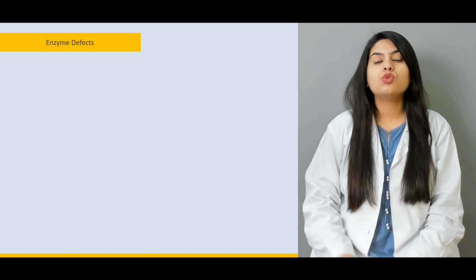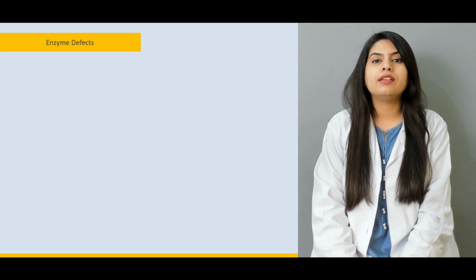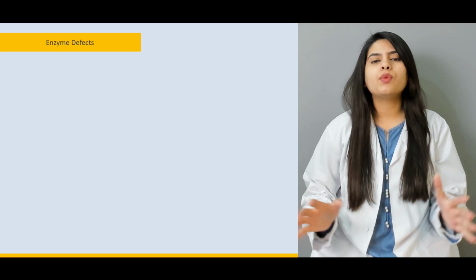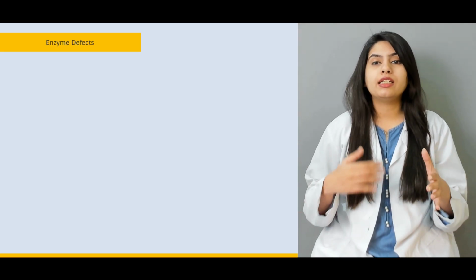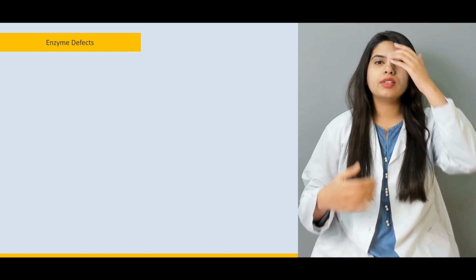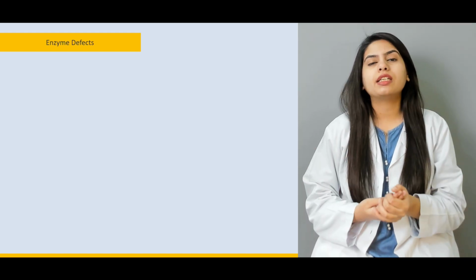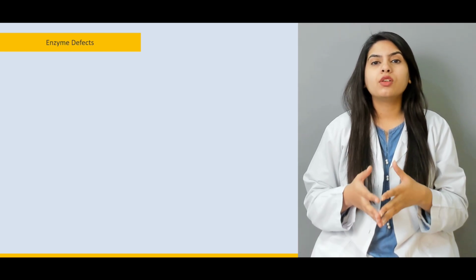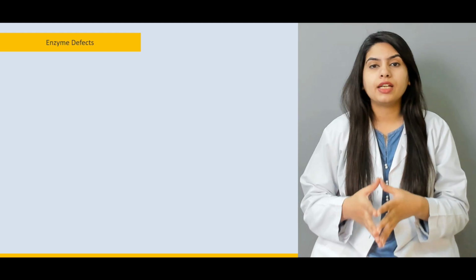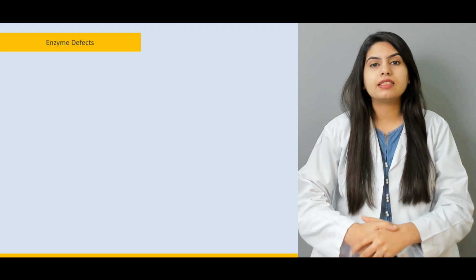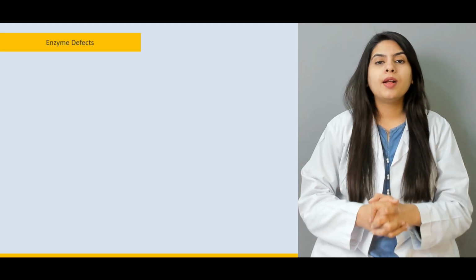Now, coming to another cause of hemolytic anemia, that is the enzyme defect. Till now, we have studied the inherited defects in the red blood cell membrane that were due to some genetic defect, and that altered the shape of the red blood cells. Now, here we are going to talk about the enzyme defect in the red blood cells that causes hemolysis.